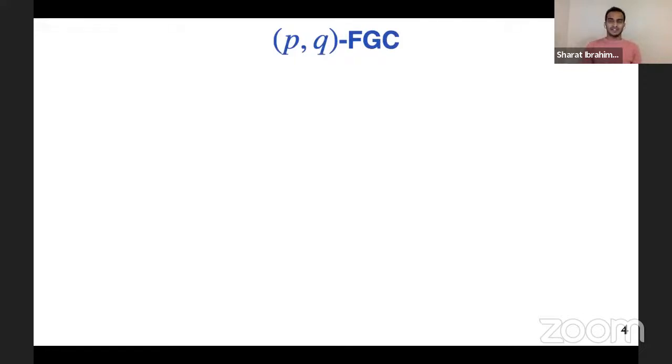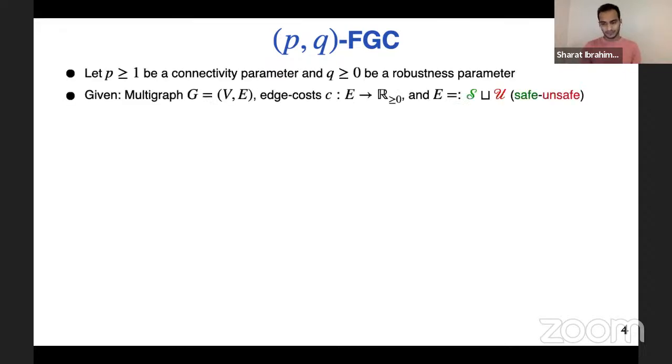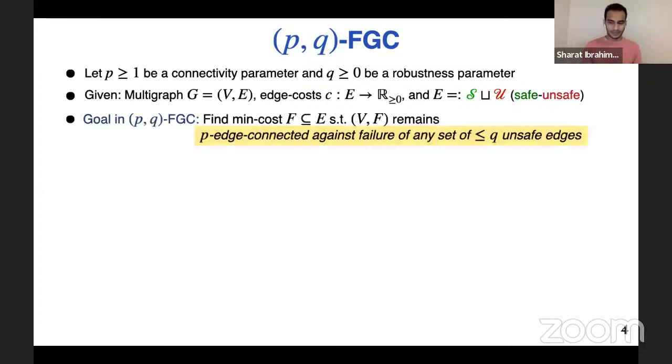Let me mention a generalization of FGC, which we introduced. It's called (p, q)-FGC. In this model, we have two integer parameters, p and q. p is the connectivity parameter and q is the robustness parameter. We have an instance of FGC again, but now we want to find a min cost solution that remains p-edge connected against failure of any set of q unsafe edges.